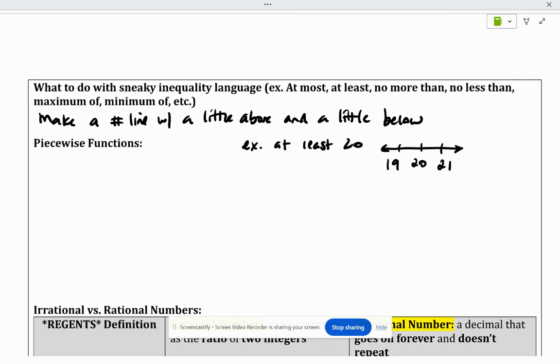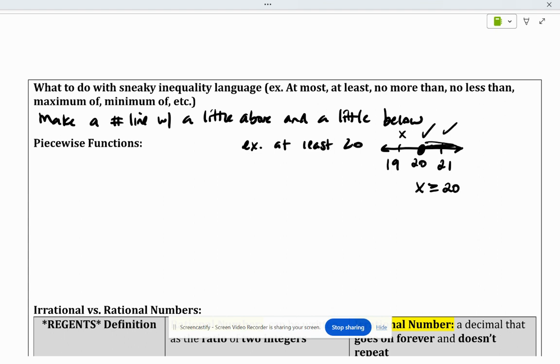And then you ask yourself the question, right? You're like, okay, at least 20. Can it be 20? Yes. So I'm going to put a little filled in circle. Can it be 19? No, right? Can it be 21? So you shade up. So your inequality symbol is going to be x is greater than or equal to 20.